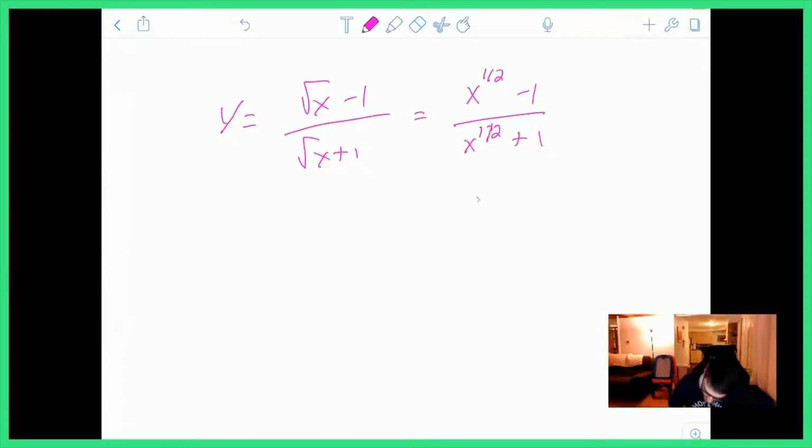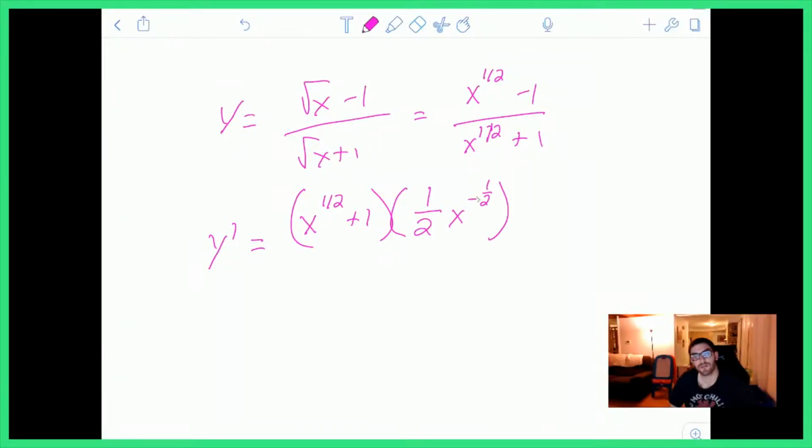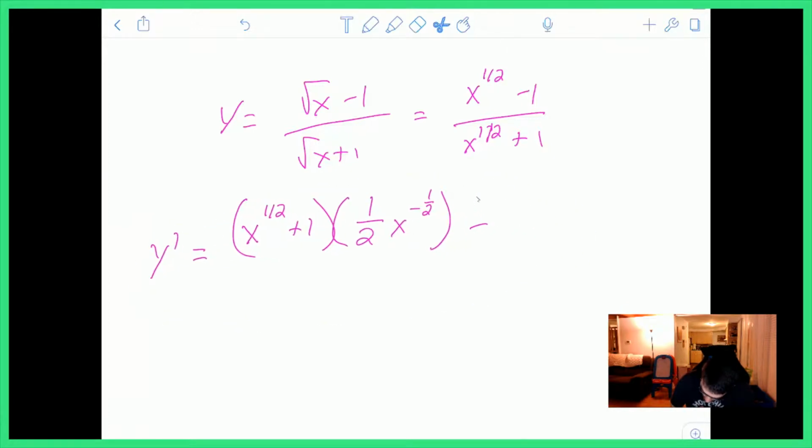Okay, so let's do it. y prime is equal to. So this is the quotient rule, right? Low d high, which is the bottom function times the derivative of the top. Well, luckily for us, the derivative of -1 is going to go away. So the question is, what's the derivative of x to the 1/2 power? Well, if I use the power rule, it's 1/2 x to the -1/2 power, because I'd have to subtract 1 from the power of 1/2. 1/2 minus 1 is -1/2. Minus, I'm going to scooch this over because I'm definitely going to need some more room.